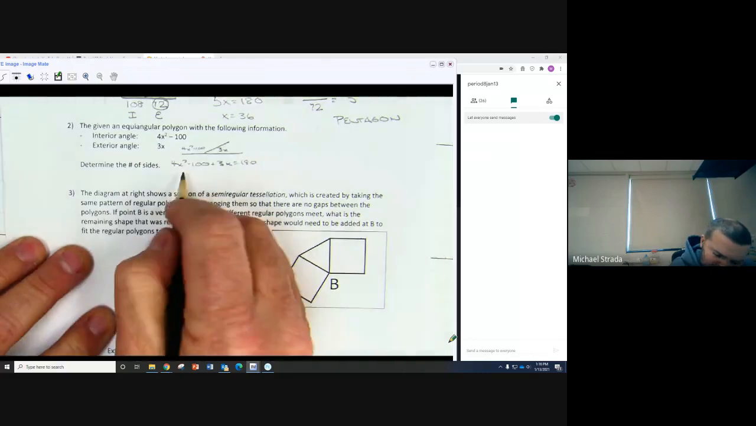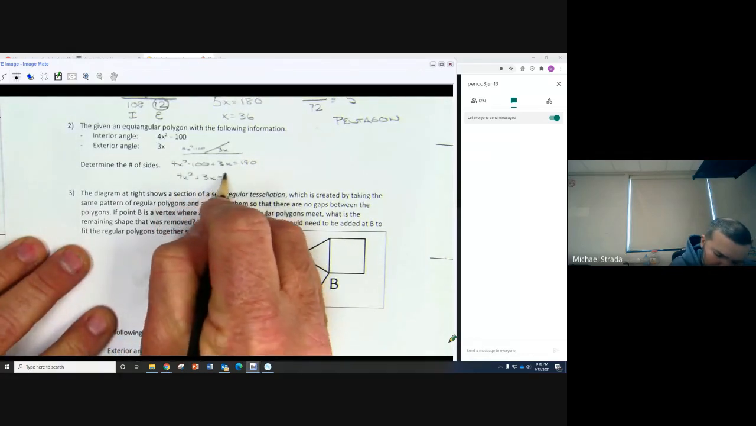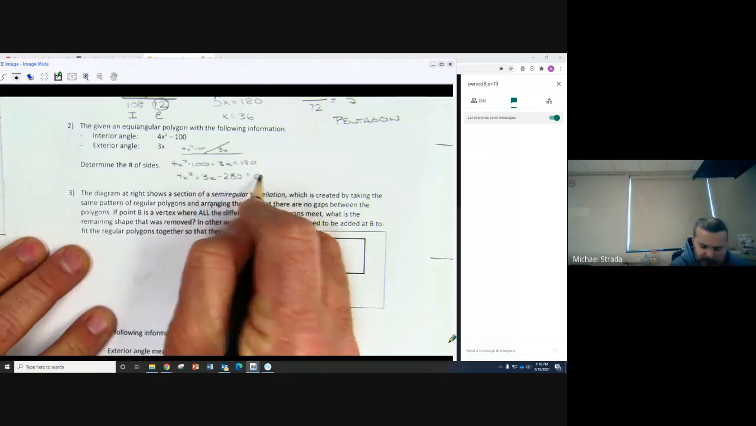I'm going to get it in standard form. 4x squared plus 3x minus 280 equals 0.